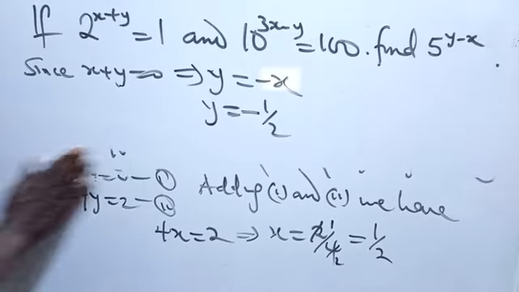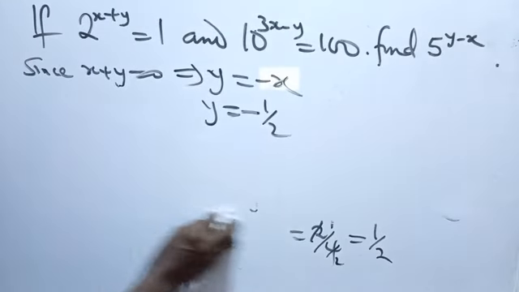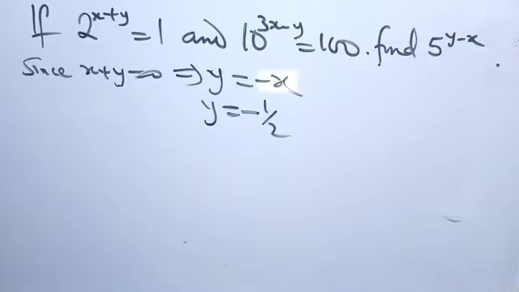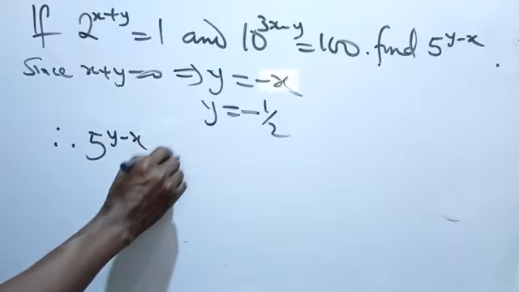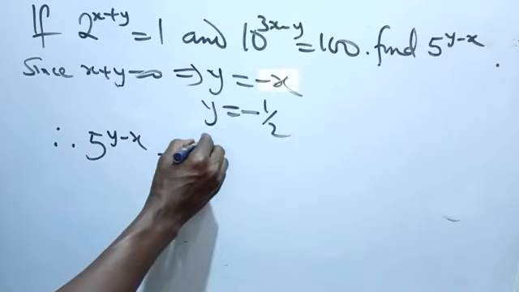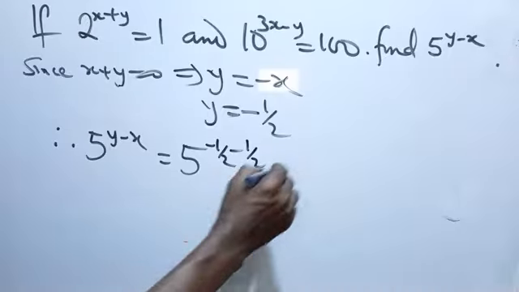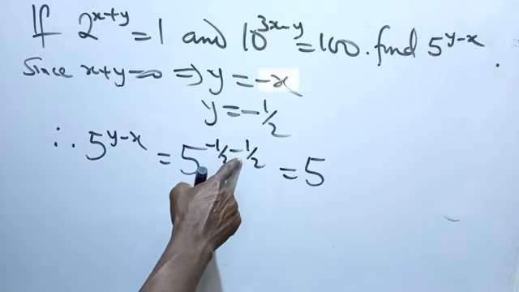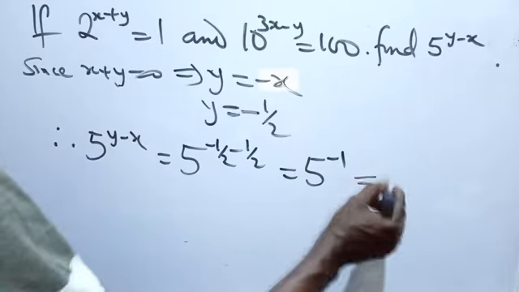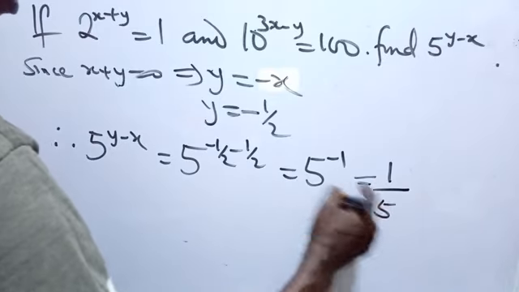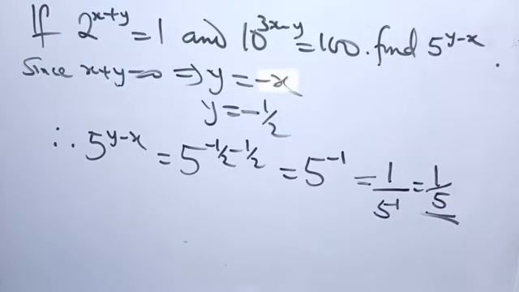Now with that, the question says we should find 5 raised to the power y minus x. Therefore, 5 raised to the power y minus x will be 5 raised to the power, what is y? Minus half, minus x, which is half. This is going to give us 5 raised to the power minus 1. The negative exponent means 1 over 5 to the power 1. So the answer to this is 1 over 5.